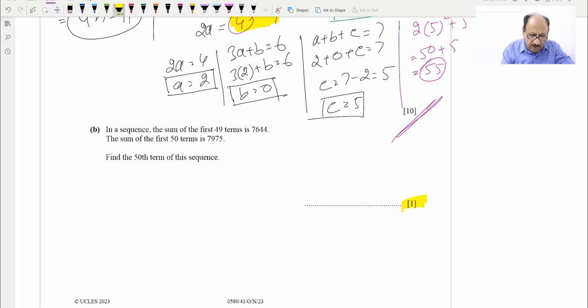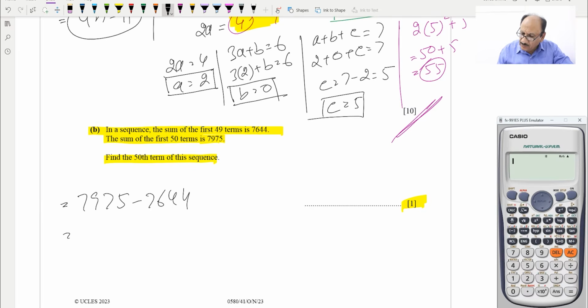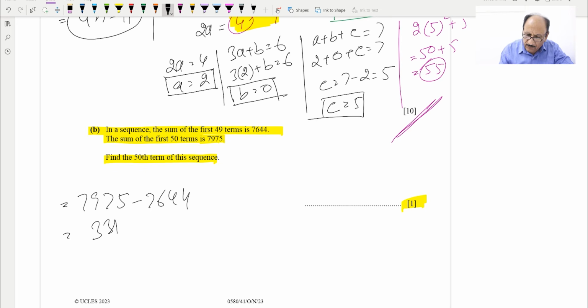Now this is 1 mark part B. In a sequence, the sum of the first 49 terms is this much, and the sum of the first 50 terms is this one. Find the 50th term. So we just need to subtract these terms. 7975 minus 7644, and this results in 331. So 331 will be our answer for 1 mark. Hopefully you got this as well.